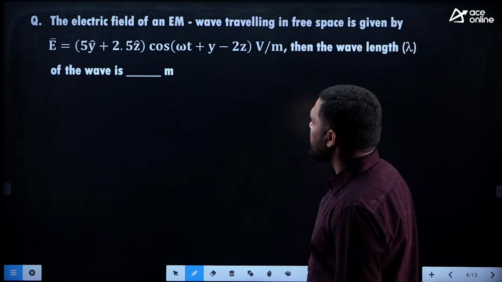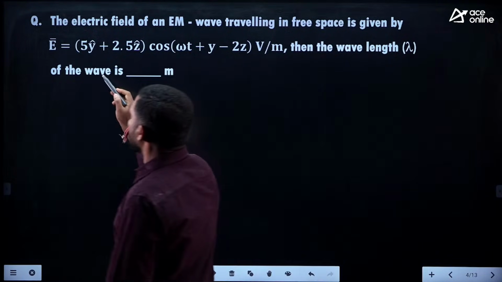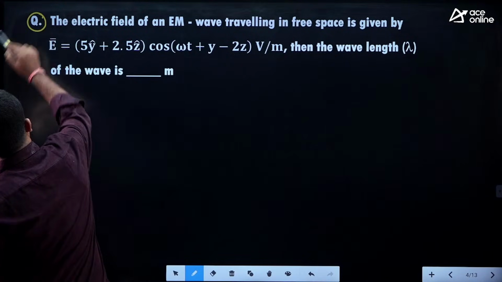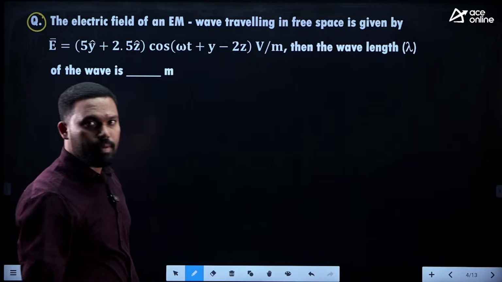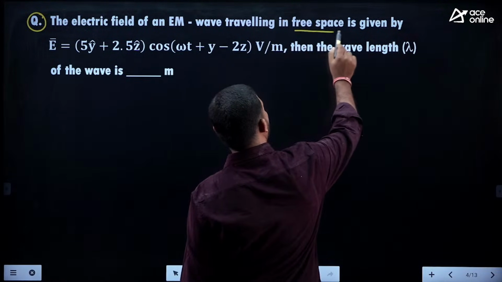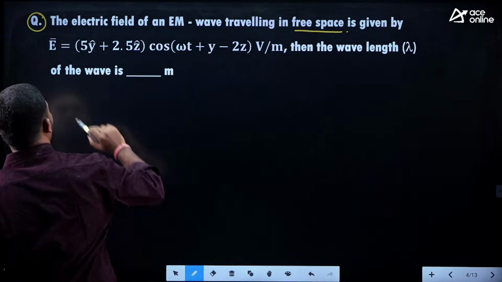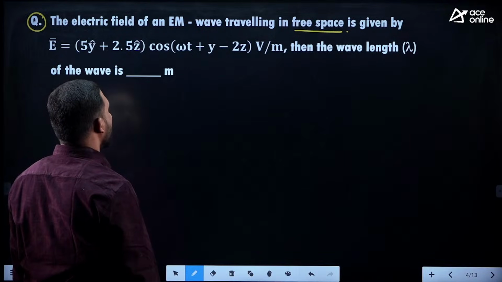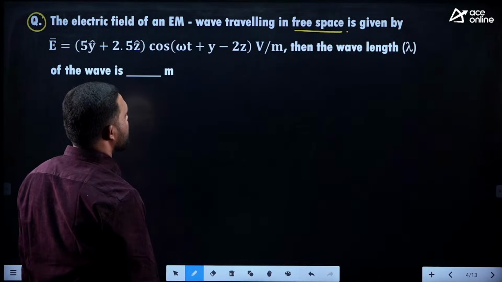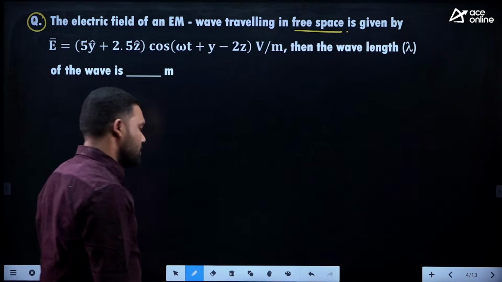This question is related to the uniform plane wave in an arbitrary direction. Here it is a numerical answer type question. The electric field of an EM wave traveling in free space is given by E equal to 5 i cap plus 2.5 z cap into cos of omega t plus y minus 2z volt per meter. Then the wavelength lambda of the wave is. So it is asking for the wavelength.